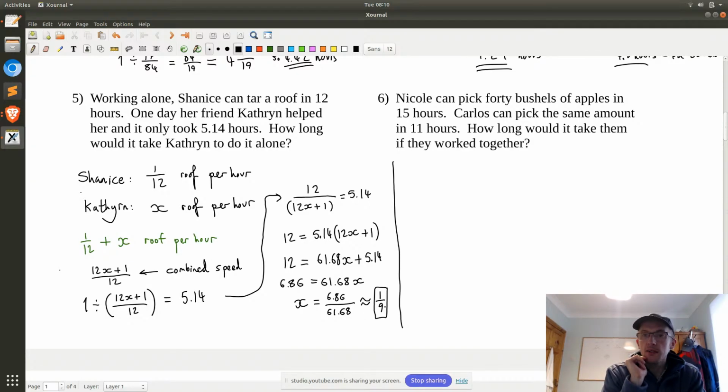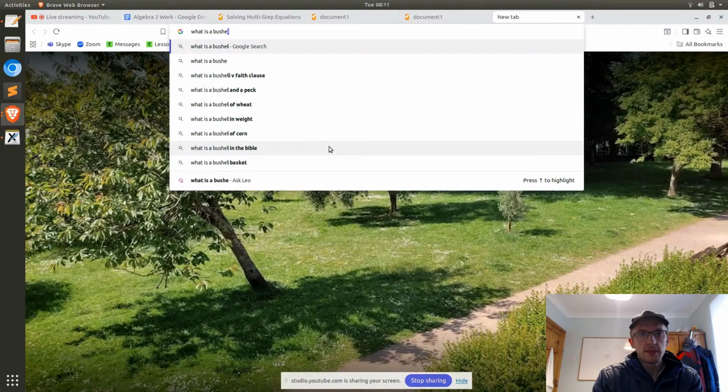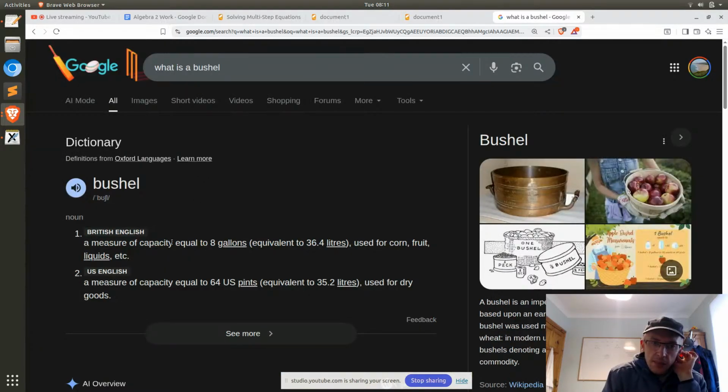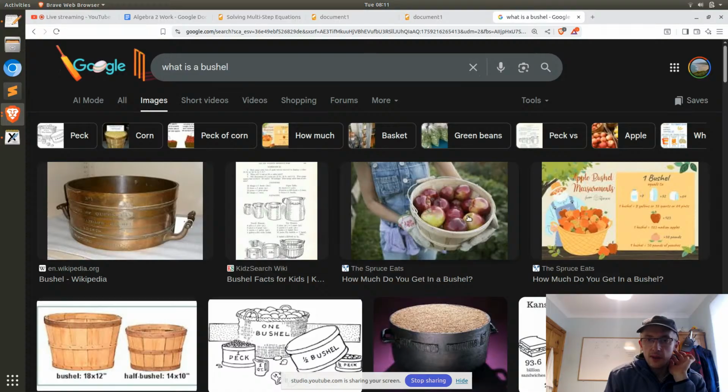Nicole can pick, what are these units, man? 40 bushels of apples in 15 hours. No, you know what? That's legitimate. I really do want to know what a bushel is. Is that a tree? Let's check. What is a bushel? A measure of capacity equal to 8 gallons used for corn, fruit, liquids, etc. You know what? I'm visual. So, is this a bushel right here?